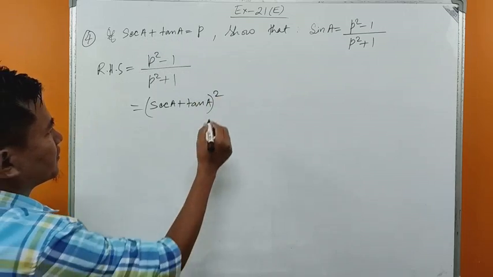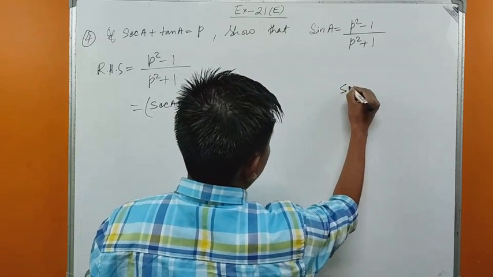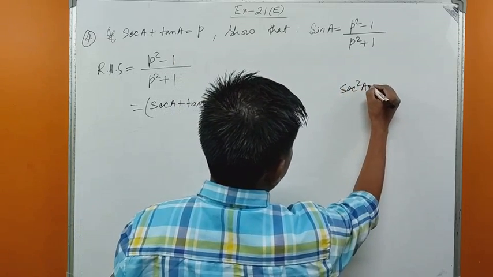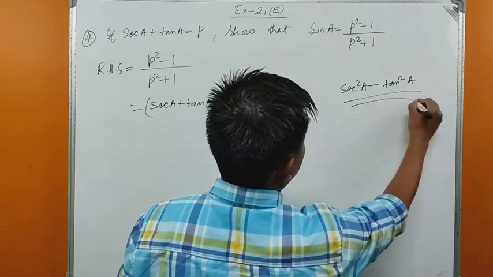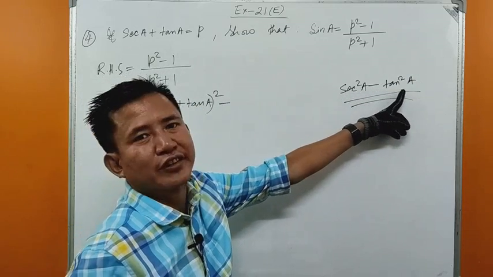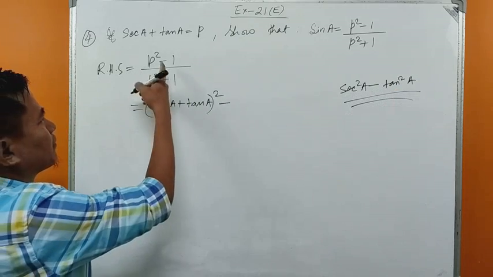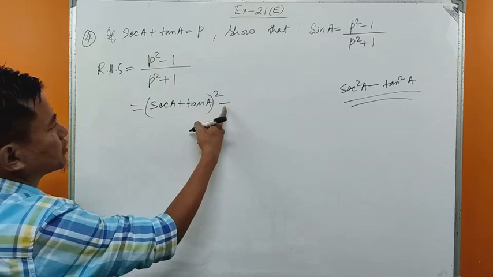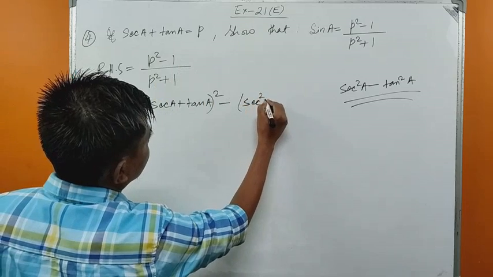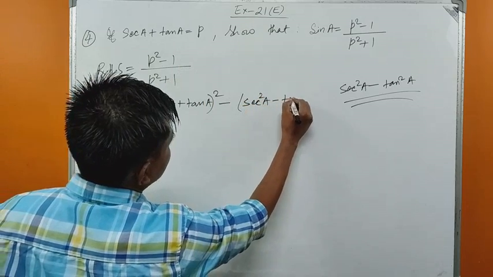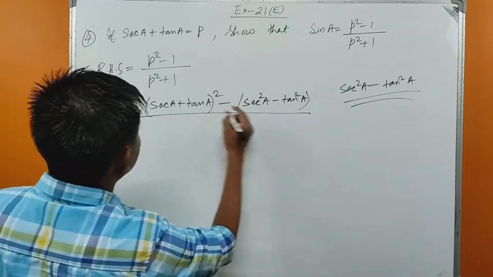Minus 1. What is 1? 1 is sec square A minus tan square A, isn't it? Sec square A minus tan square A can be written as 1. Sec square theta minus tan square theta is always 1. So this minus comes here, and 1 means sec square A minus tan square A. We can write this in the denominator.